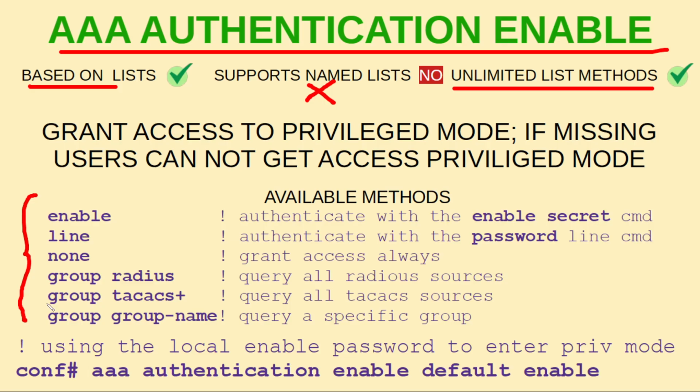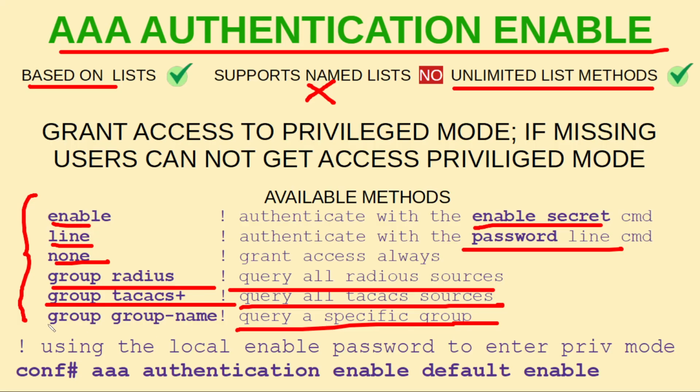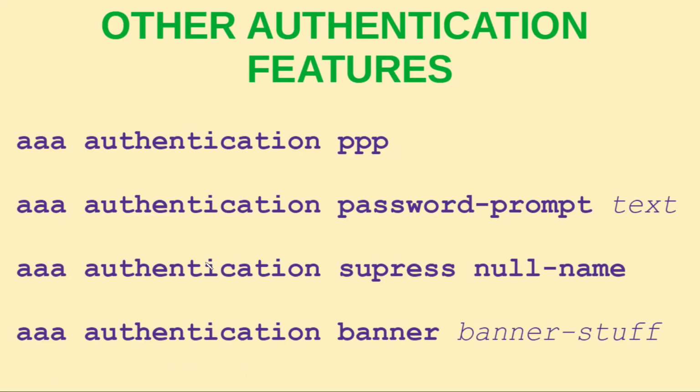So we can validate enable passwords with the locally created enable secret password with the enable method, or with the line password using the line method. We can always accept, grant, or verify any password with the none method. We can query all RADIUS sources with the group radius method. We can query all TACACS sources with the group tacacs+ method. We can query a specific group with the group and group name methods.